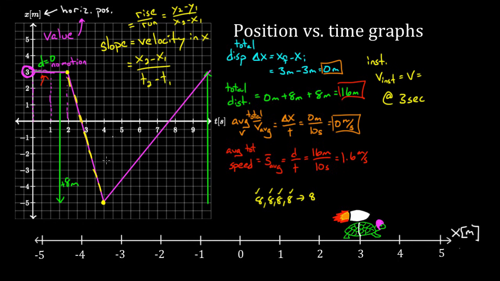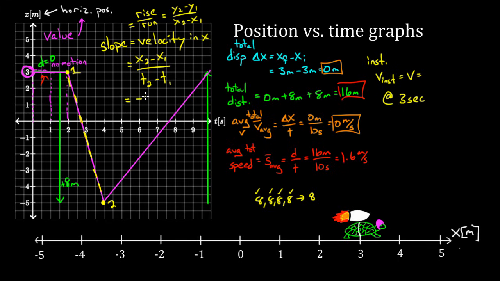All right, so how do we do this? Well, this is point 2, this is point 1. How do you know? How come this isn't 2 and that's 1? The point further in time is the one you choose as the second point. So at 4 seconds and -5 meters, that's our point 2. All right, so x2, that would be -5 because I just read my graph at point 2.